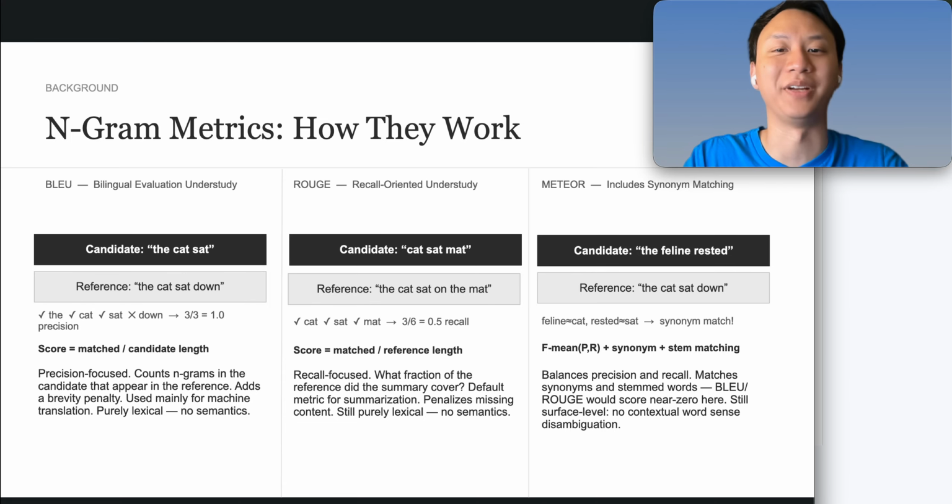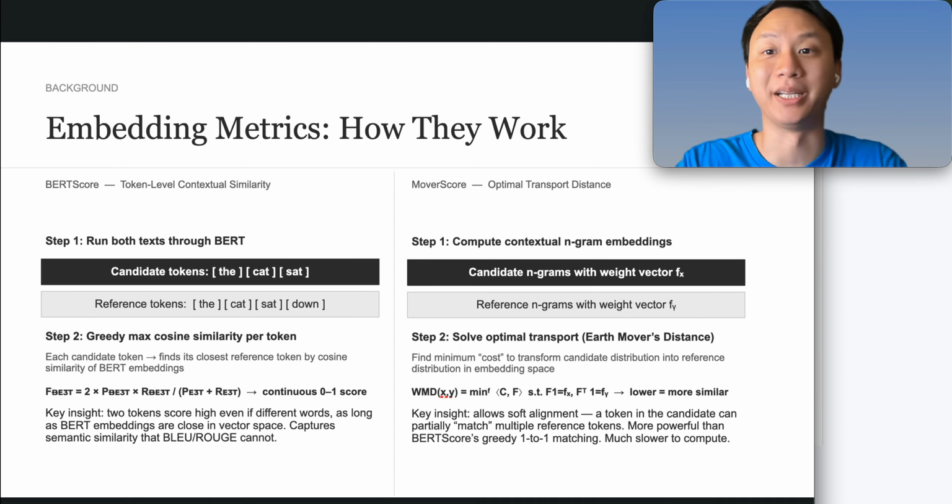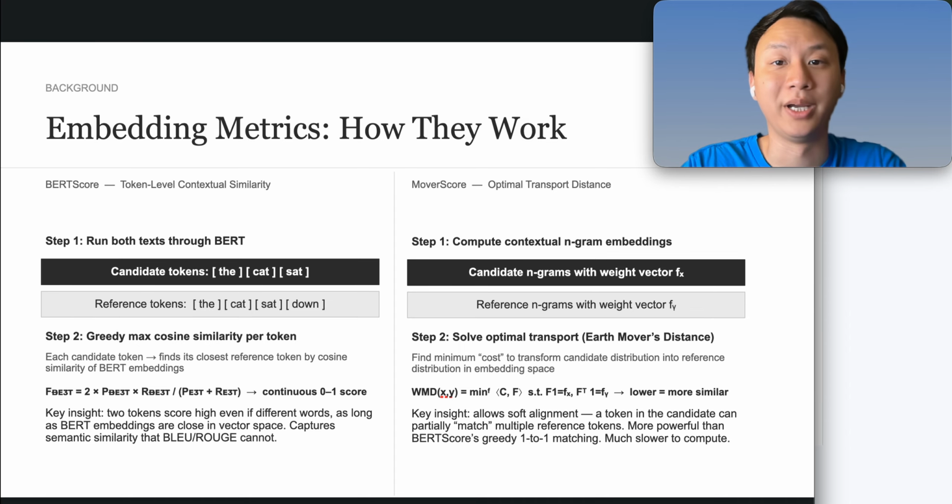But we get more advanced and we get these embedding metrics. So in the previous video, we also talked briefly about embeddings and how they're essentially mappings in an n-dimensional space, right?